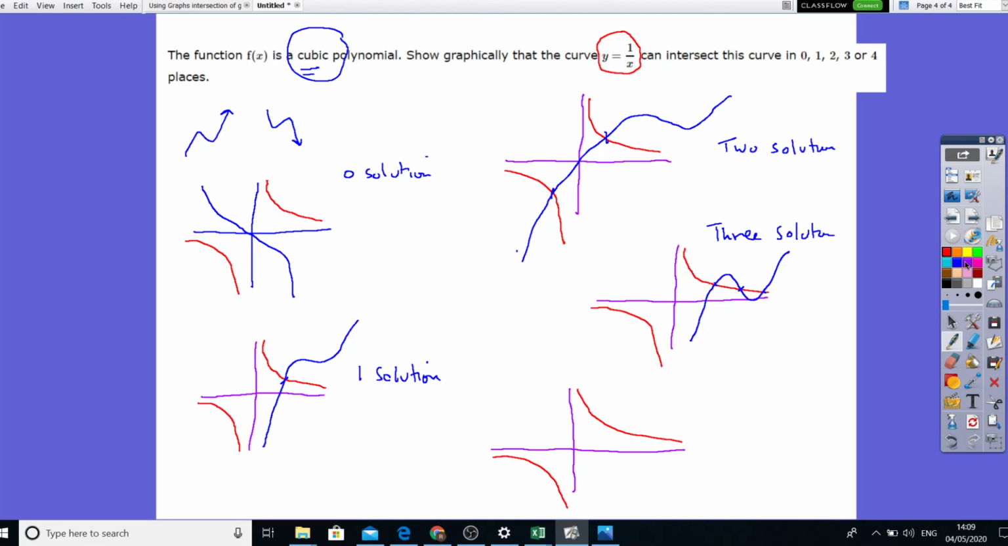So this time, to get the 4th one, it's very similar to this, but this time we're going to cross it from here. 1, 2, 3, 4. We'll have something like that. So we've got 1 here, 2 here, 3 here, 4. 4 solutions. So 4 intersections, 4 solutions. So here are examples of how you could show this graphically, those 2 curves having that.